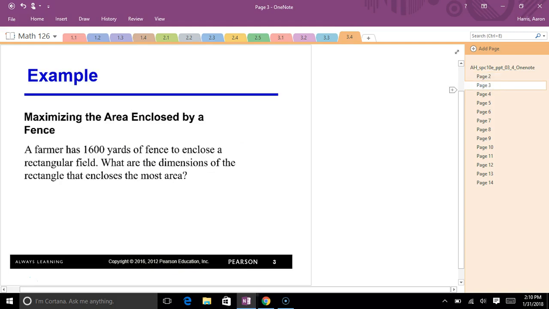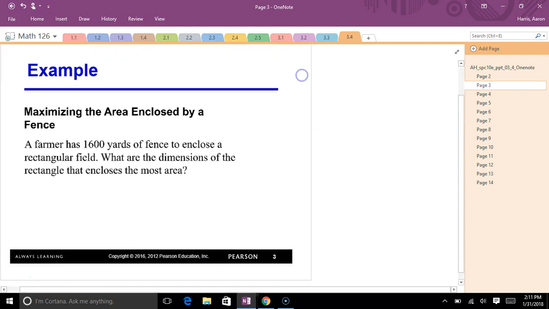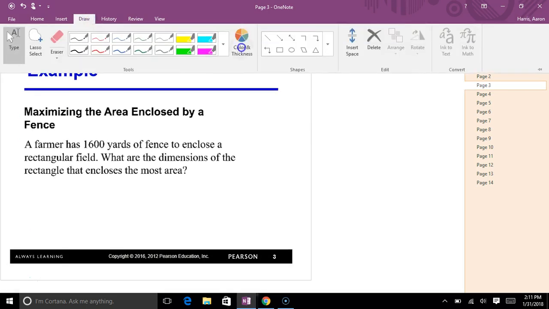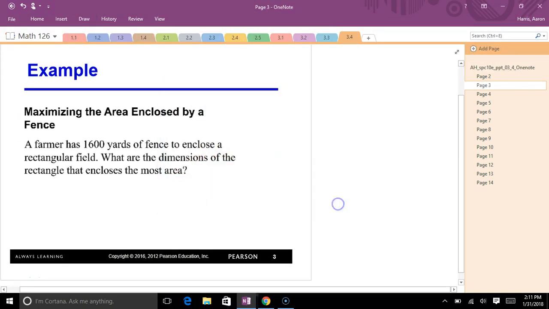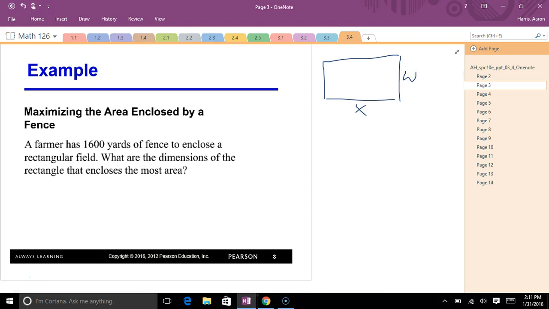So let's say we have our first example here. We've got this farmer with 1,600 yards of fence. He wants to enclose a rectangular field. So let's get my drawing. We've got this rectangular field. Let's call our length X, our width W. And we know the total fencing that we have to go around this thing is 1,600 yards.